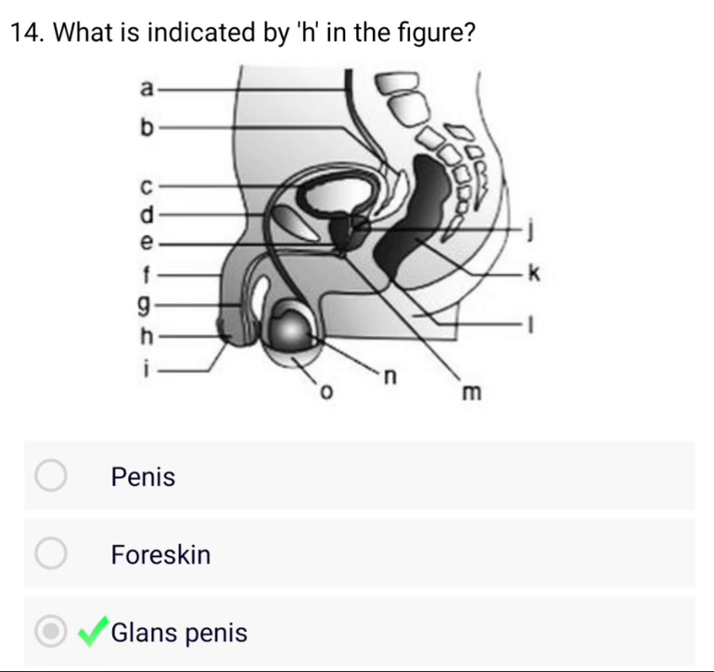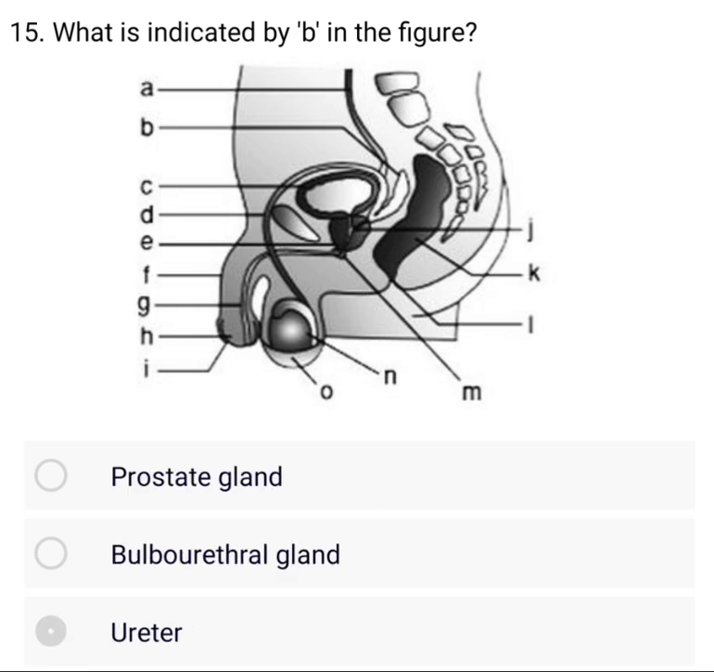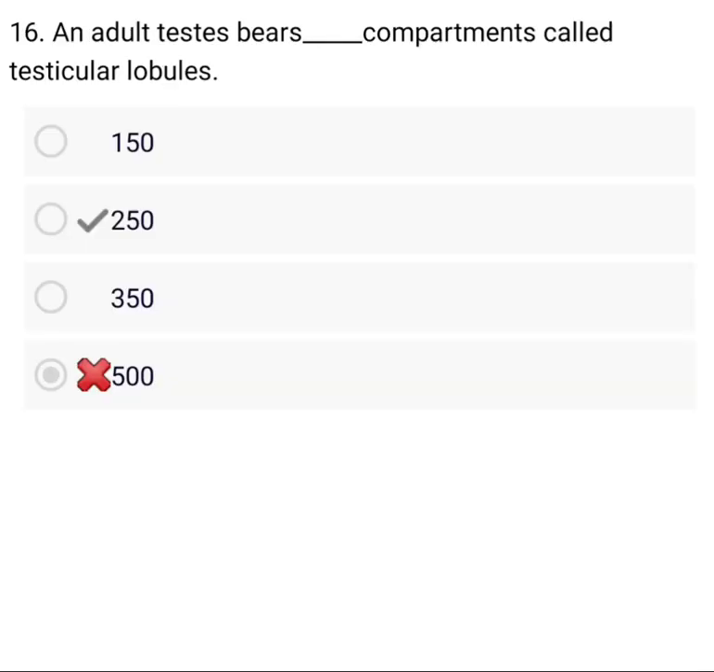What is indicated by H in the figure? A. What is indicated by B in the figure? A. An adult testes bears compartments called testicular lobules.